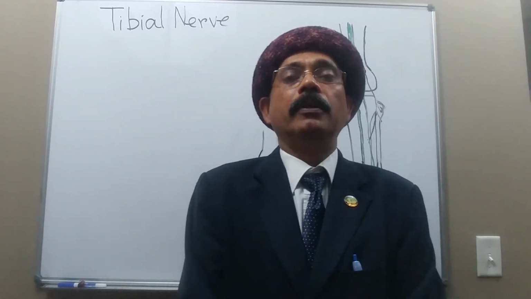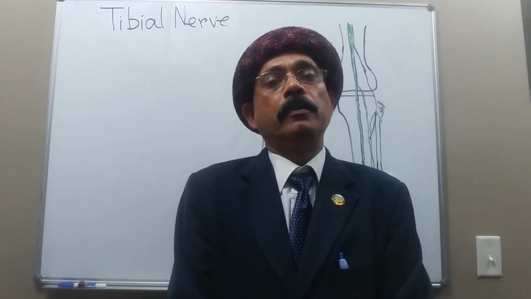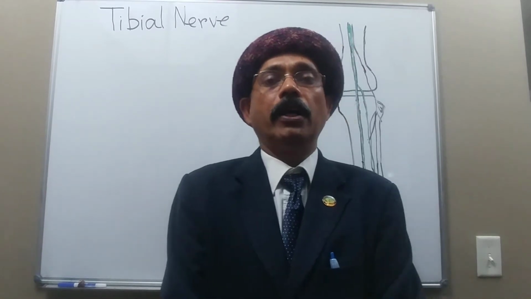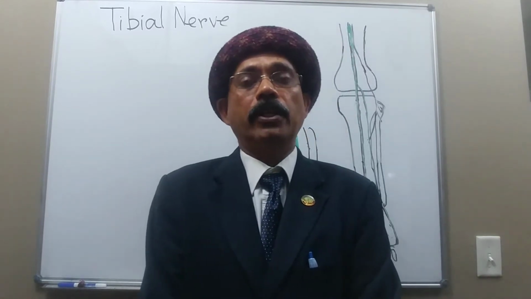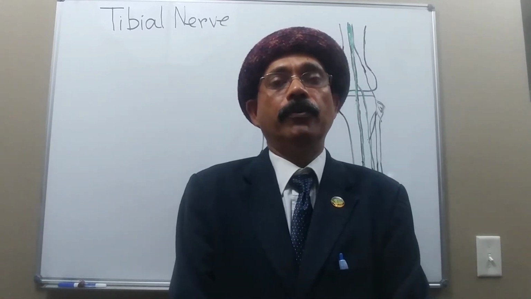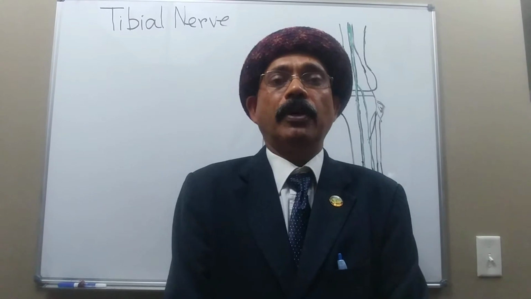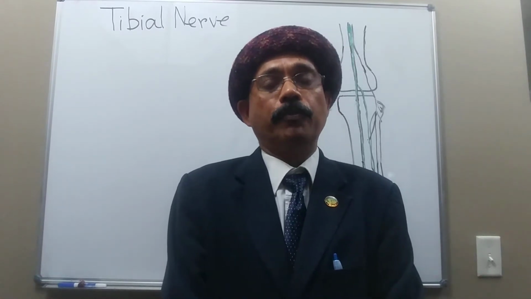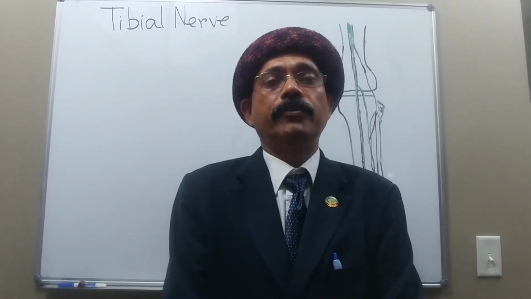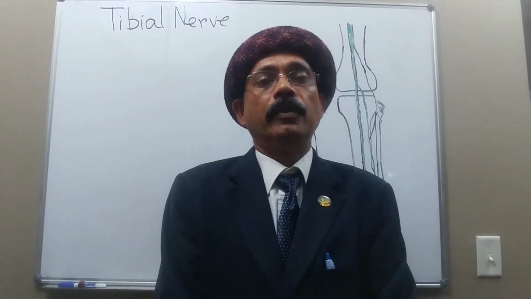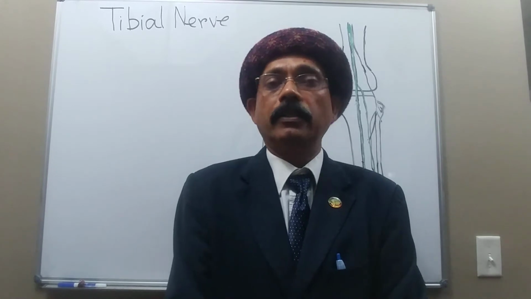Today I will discuss the anatomy of the tibial nerve. The tibial nerve is the larger terminal branch of the sciatic nerve. It is formed at the upper angle of the popliteal fossa. It passes vertically through the popliteal fossa, passes behind the knee joint, passes along the posterior aspect of the leg, and terminates under the flexor retinaculum between the medial malleolus and the calcaneum.